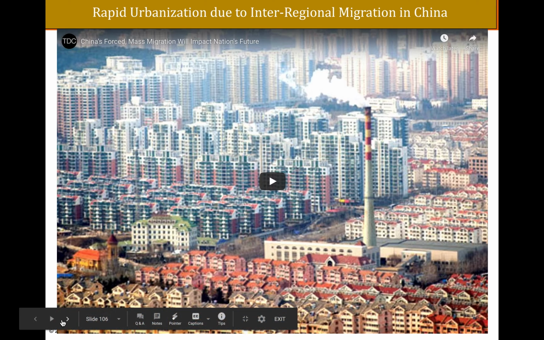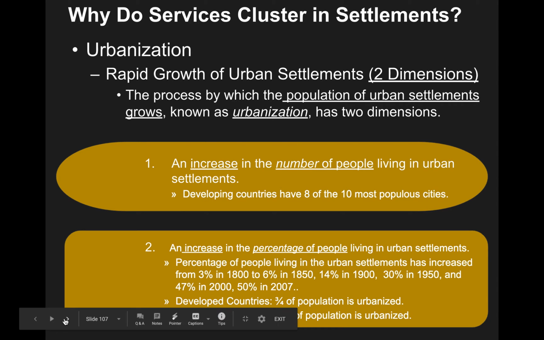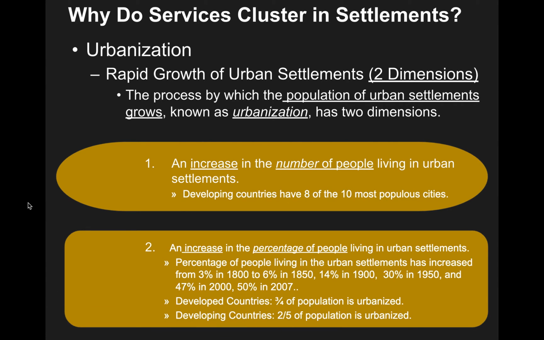This is slide 106. All right, let's get to urbanization. We see rapid growth of urban settlements, so it's two-dimensional, meaning you have population centers, population settlements, and then you have it growing outward. That's urbanization. So it's an increasing number of people living in urban settlements.